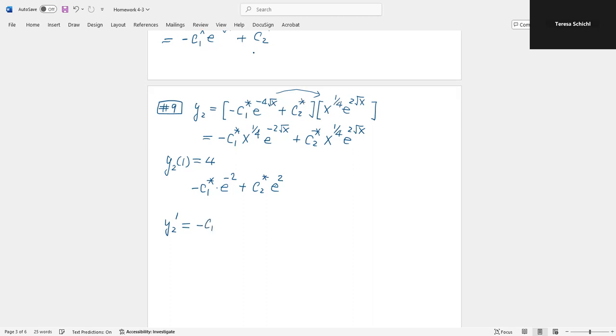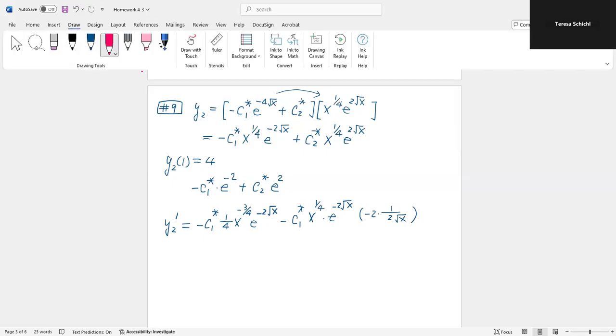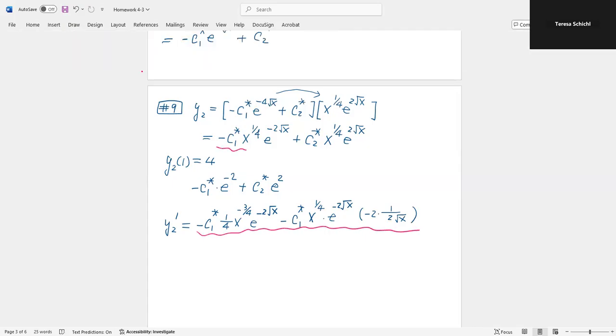So it's a negative C1 star 1/4 x to the negative 3/4 e to the negative 2 square root of x, and plus, here it's minus C1 star x to the 1/4, then e to the negative 2 square root of x, chain rule, negative 2 times 1/2 square root of x. This is the product rule for the first part.